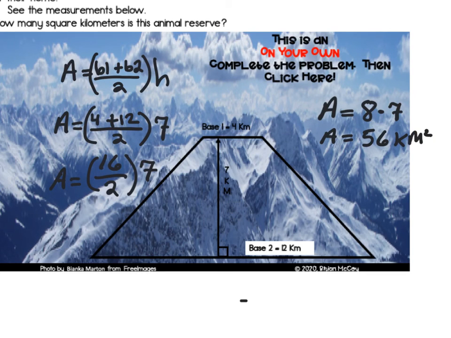So the entire area in here, right, of your animal reserve for those hibernating grizzly bears is 56, whoops, let's write it right in the center there. 56 kilometers squared. Bam, right there you have it, my friends.